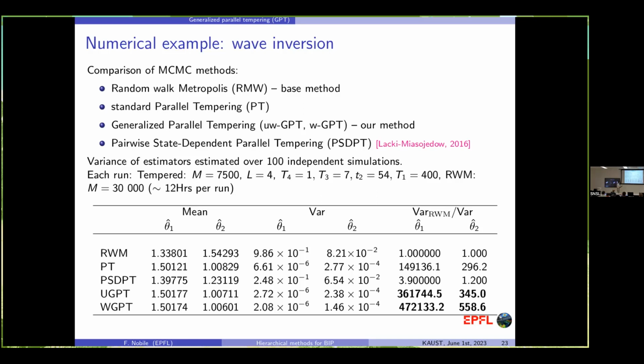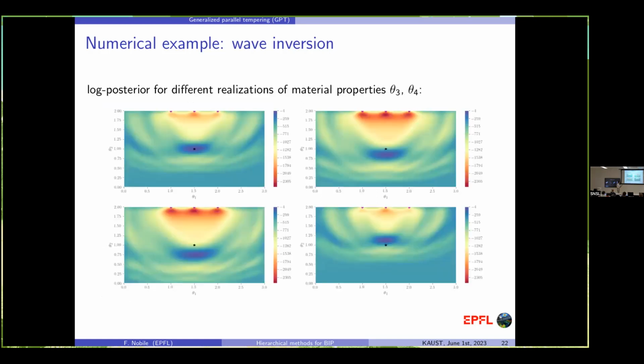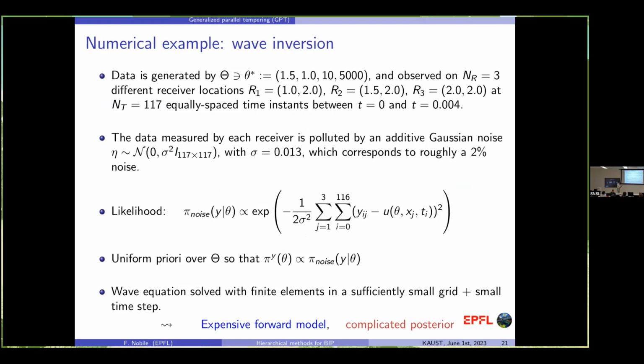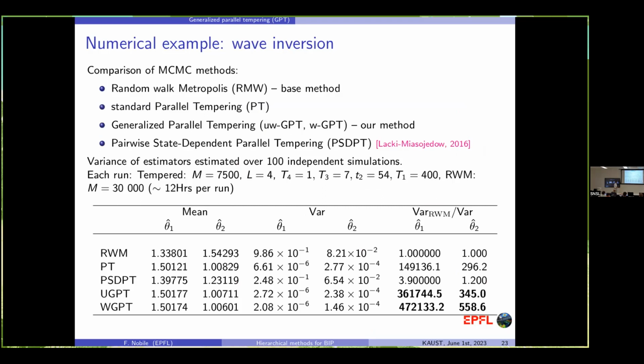So here I'm showing the variance of the estimator when computing the mean of theta 1 and theta 2, relative to the variance of the estimator that you obtain with a simple random walk Metropolis. And you see that when you do the tempering, you actually reduce the variance very significantly by this tempering technique. And this generalized version does perform better, does improve with respect to the standard parallel tempering.